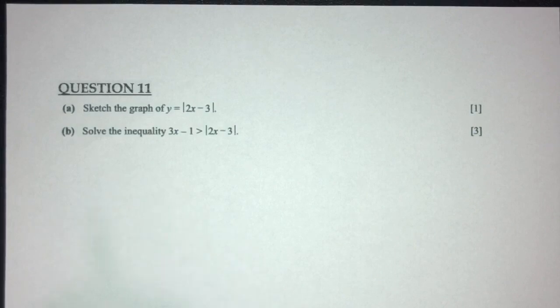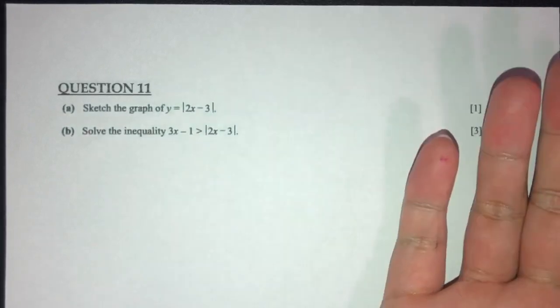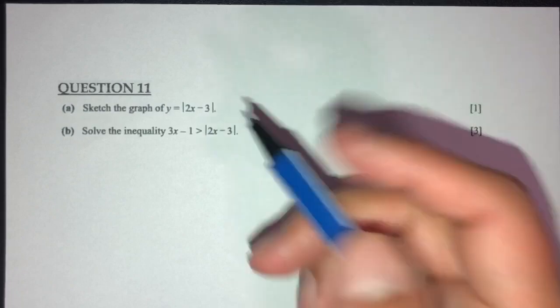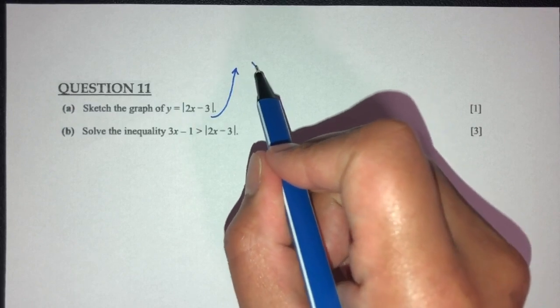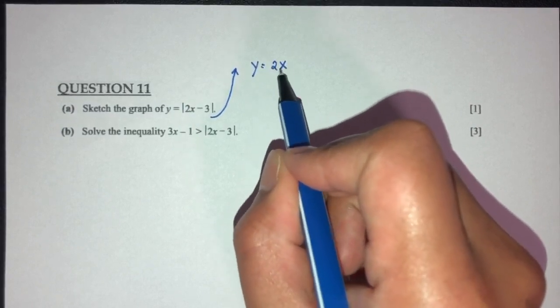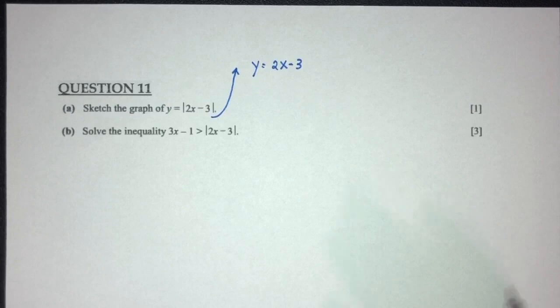Now let's move on to question number 11. So part 1, sketch the graph of y equal to modulus 2x minus 3. Now, how would you sketch this graph? So step number one, let's ignore the modulus. Let's say we only had y equal to 2x minus 3. That's the first step of how we sketch this graph. We first ignore the modulus sign.